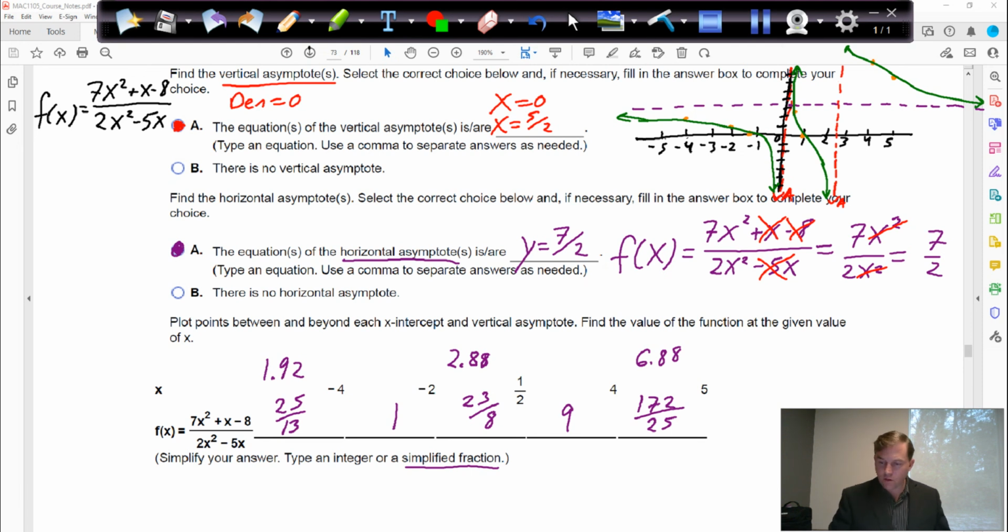Oh, and I should have drawn it, it's actually going to go up towards this dashed red line as well. Okay, so a lot in this section, 3.6. Please do reach out if you need help with this.